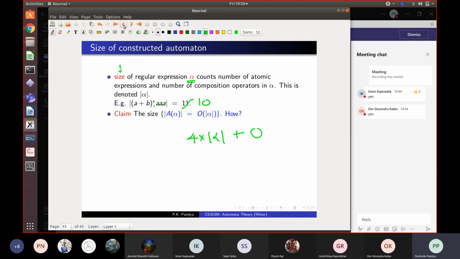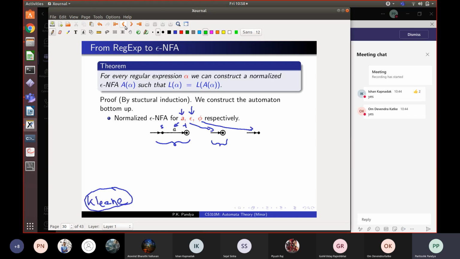Why is that the case? For every atomic operator, if you have a single letter a, its automaton will have size 2. So it will be less than 4 times the size of a, right? The size of an automaton is counted as the number of states. The automaton for a has 2 states, so its size is less than 4 times the size of a. Similarly, epsilon has a single state, so its size grows proportionally to epsilon. And phi gives you an automaton with a single state.